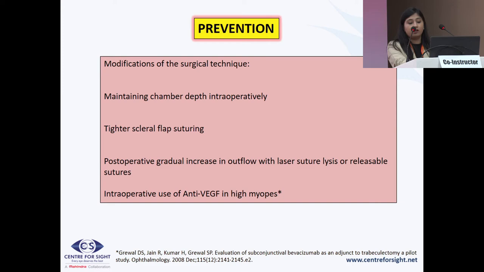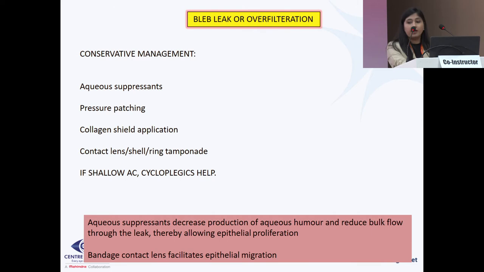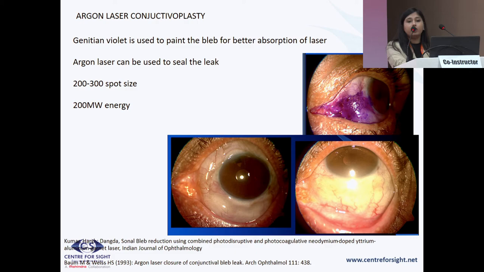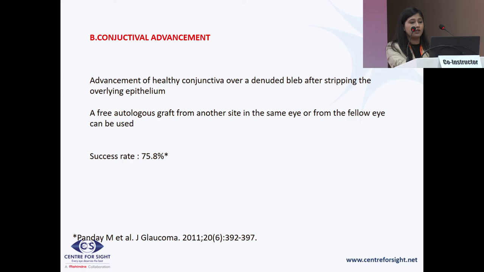Once diagnosed, it has to be treated. We should start with conservative management, and later on we can do surgical therapy. It provides very good results. If there is a bleb leak, we can give aqueous suppressants, do pressure patching, or use a BCL. There's argon laser conjunctivoplasty, which will help us in limiting the overfiltering bleb, and we can seal the leak as well. Compression sutures can be applied over the point where there is a leak, and in case it's an overfiltering bleb, we can apply multiple compression sutures. Conjunctival advancement can be done.